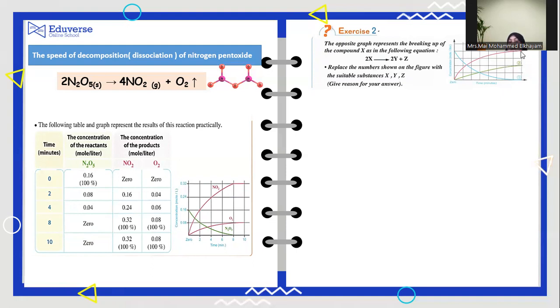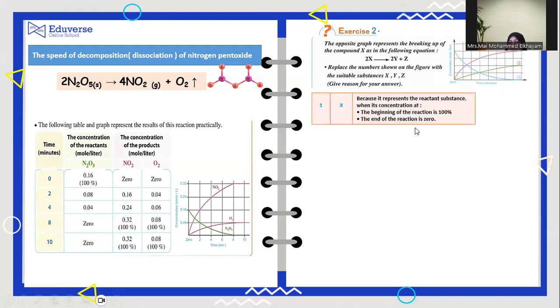Let's see. The concentration of 3 is the same as the concentration of 1, 2, and 2. So for sure, 3 represents the Y, while Z represents the Z.